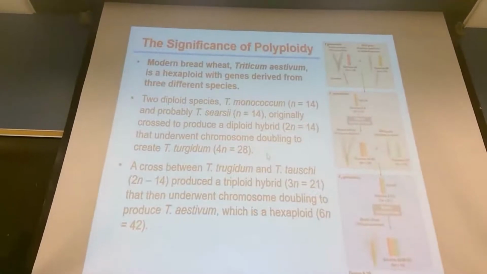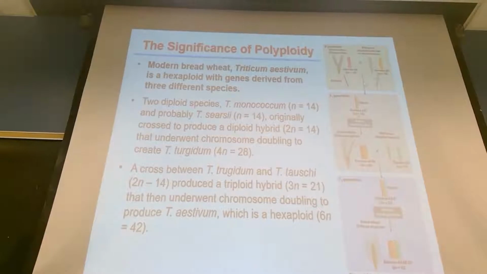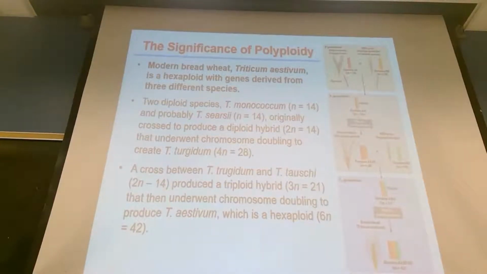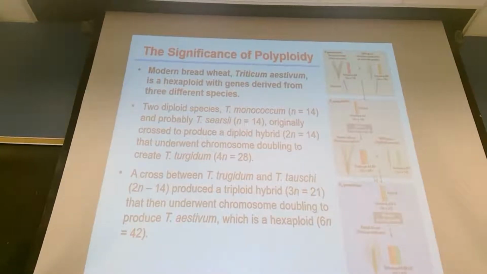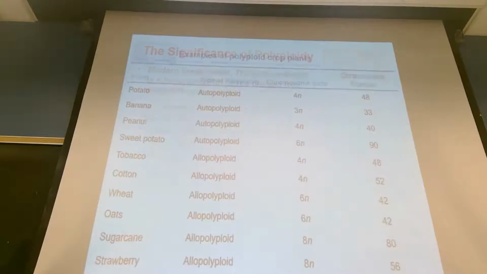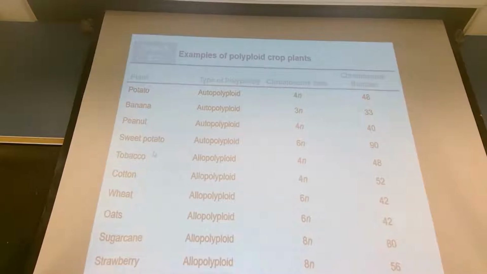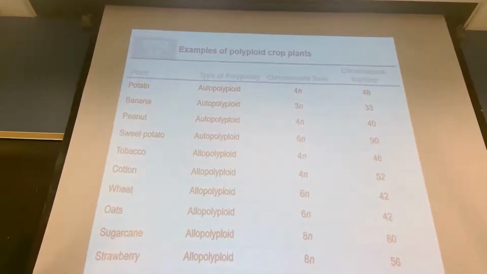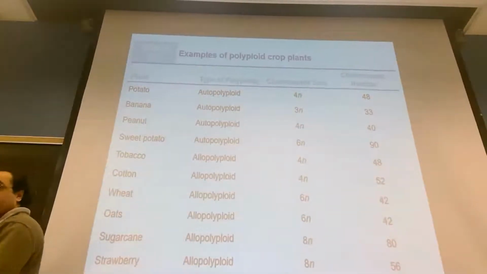So this is one example. I just put it here for our wheat. And that is simply the same thing with two different species of wheat. We made them together, then there is chromosomal doubling, and after the chromosomal doubling, we have a new species with a greater variety of wheat. And there are a couple of other things: potato, banana, peanut, sweet potato, tobacco, cotton, wheat, oats, sugarcane, strawberry. We have this kind of allopolyploid, and that is beneficial for our agriculture purposes.